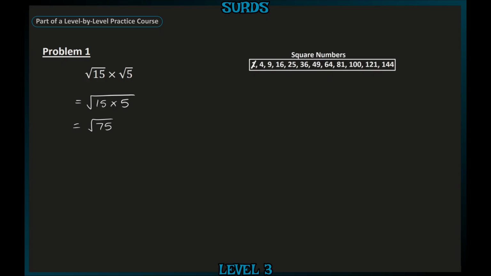A final check to make sure we've simplified is to check whether 75 can be divided by any of the numbers on our list of square numbers. And it can. 75 can be divided by 25, because 75 is equal to 25 times 3. So this means that the square root of 75 can be rewritten as the square root of 25 multiplied by the square root of 3. And because the square root of 25 is 5, this gives us 5 root 3. So 5 root 3 is our final answer to problem 1.